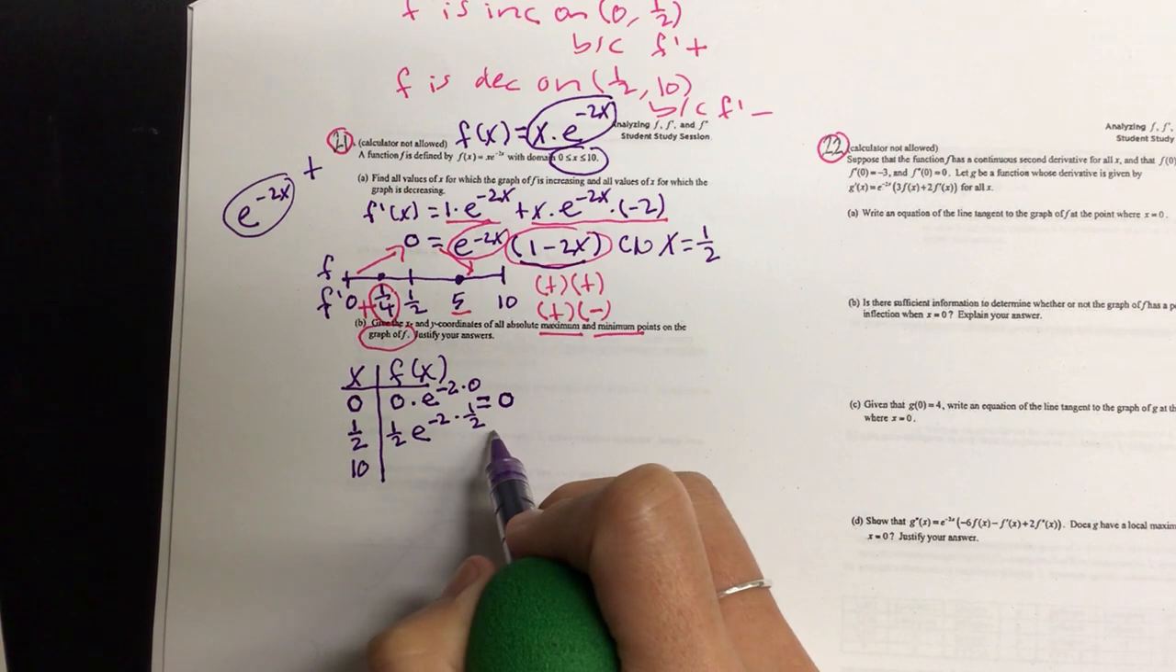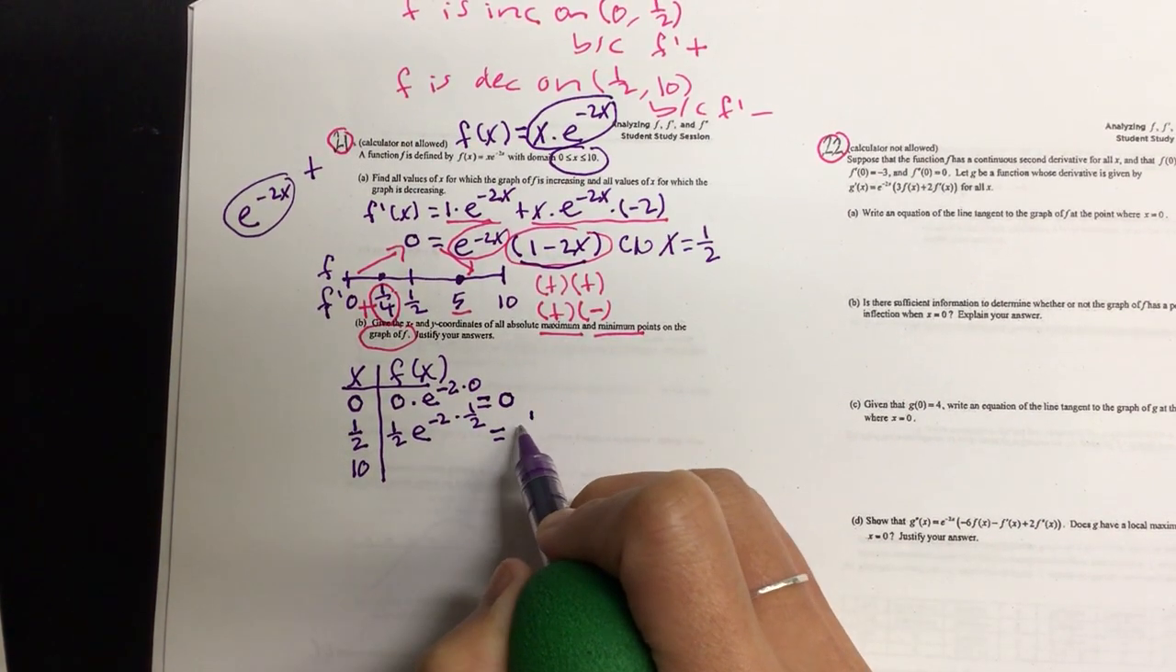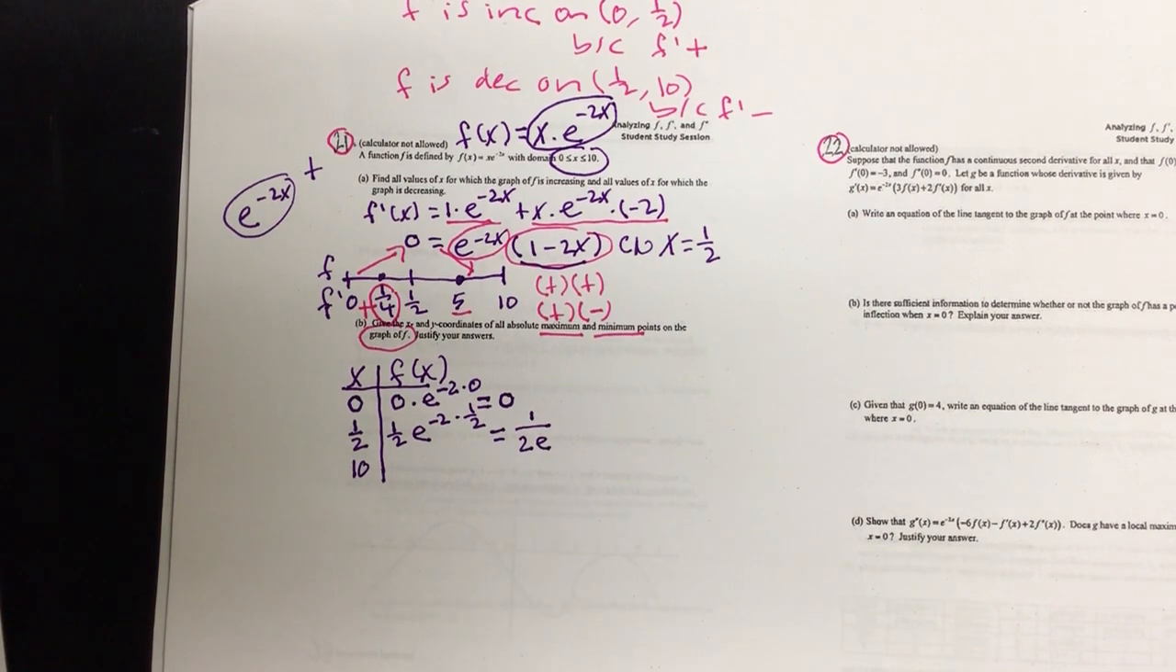And if I were to rewrite this, in the end it's going to make the e go on the bottom. It's 1 over 2e. Now, is this calculator allowed or not allowed? Not allowed. So leave it like that for now, so we can compare it to the next number.